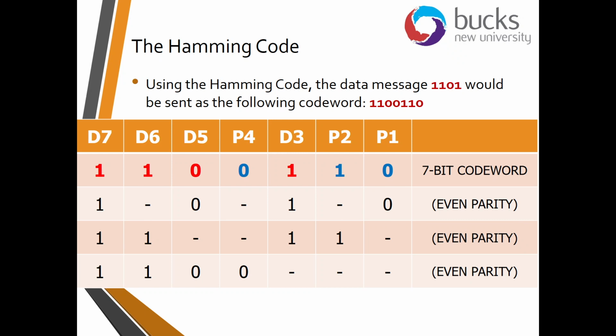Parity bit 2 has been set to 1 because the bits within its circle are D3, 6, and 7, which were all 1, so we had to have 1 for the parity bit. And then parity bit 4 was set to 0 because its data bits were 5, 6, and 7, making 0, 1, 1. So we had an even number of 1s, so we had to set parity to 0.